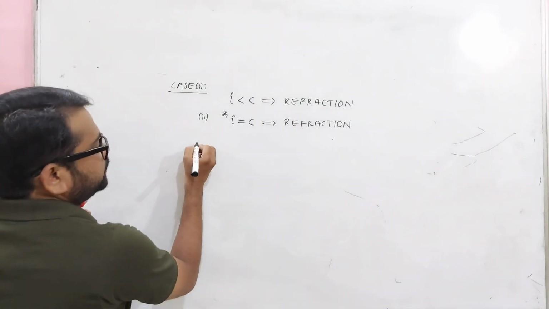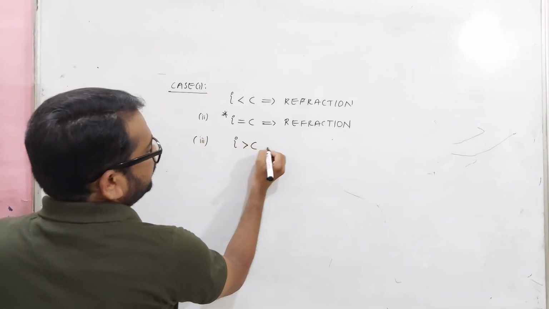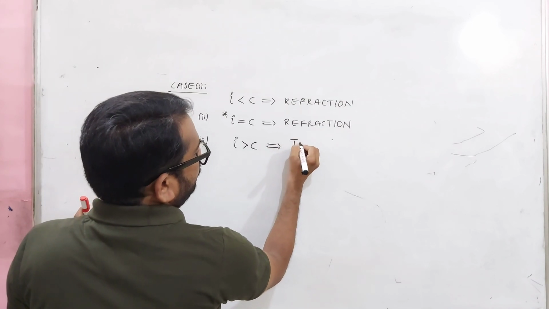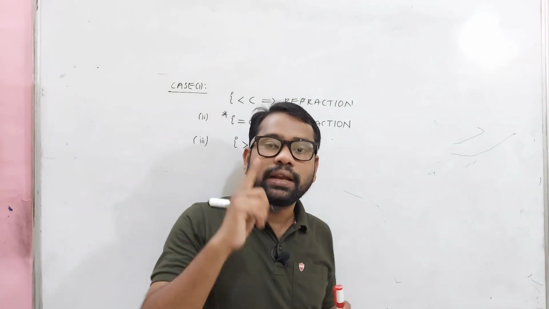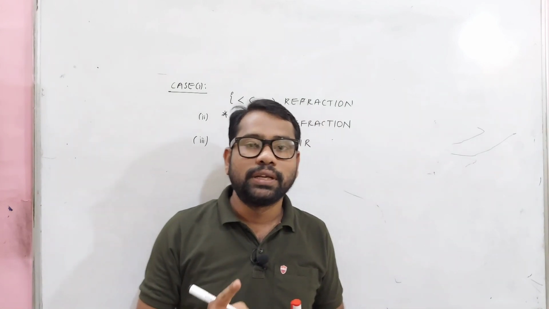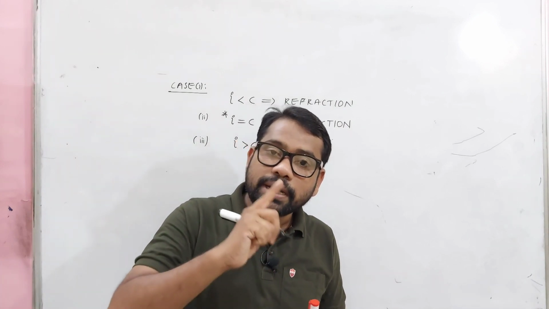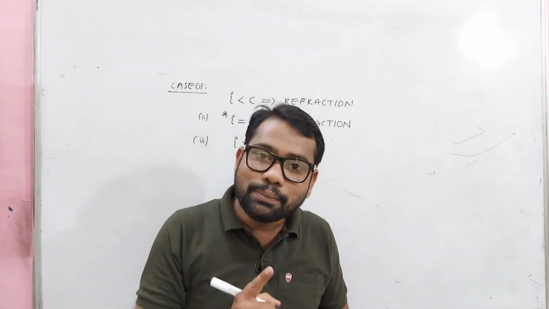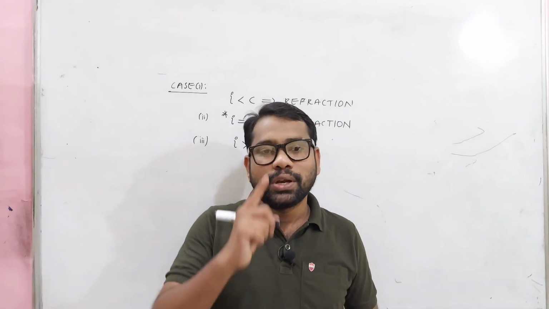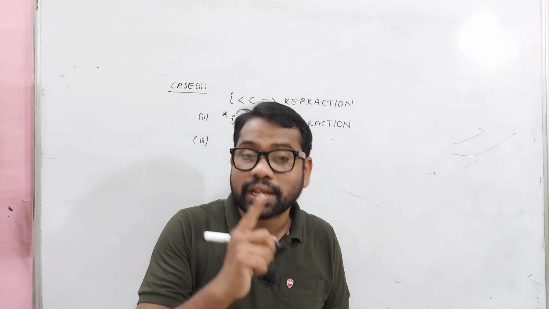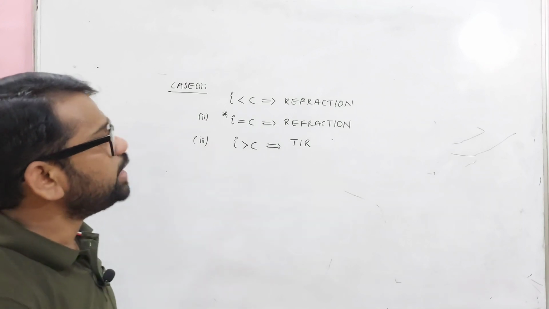Then what happens? The third case. Case 3 is that if the angle of incidence is greater than the critical angle, then, dear children, total internal reflection can occur. It's very important. Children, we have to remember the two conditions. The light ray must travel from denser to rarer medium. At the same time, the angle of incidence must be greater than the critical angle. Then only total internal reflection can occur. So children, these are the three things which we have to remember.